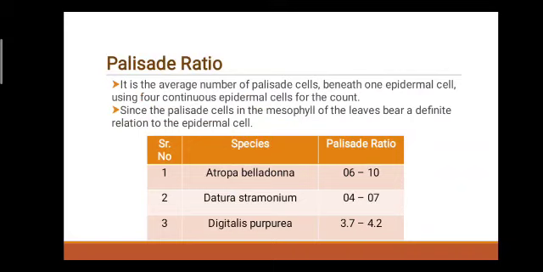In that first, the species Atropa belladonna, palisade ratio 6 to 10. Second one, Datura stramonium, palisade ratio 4 to 7. Third species, Digitalis purpurea, palisade ratio 3.7 to 4.2.